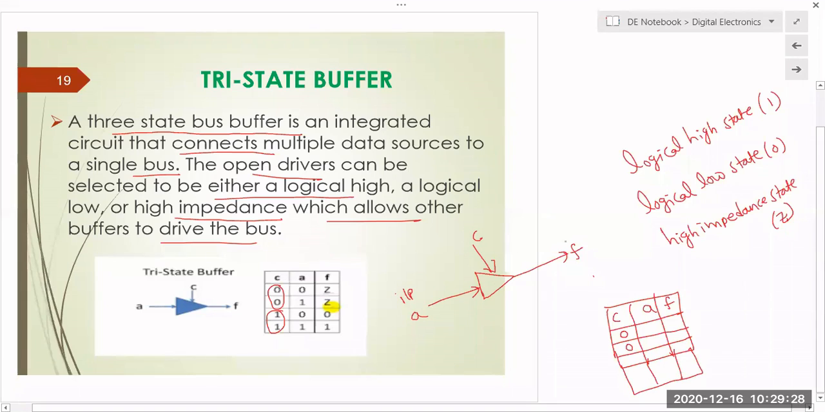This is your input state, and this is your output state, and this is your intermediate state, or you can take anything. Okay, that is your one more state. Okay, that's why this is tri-state.